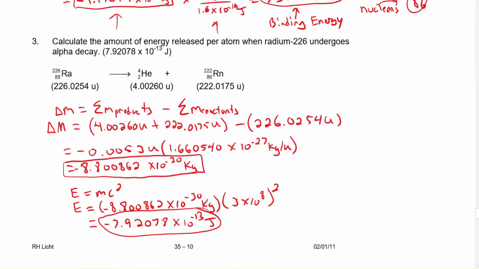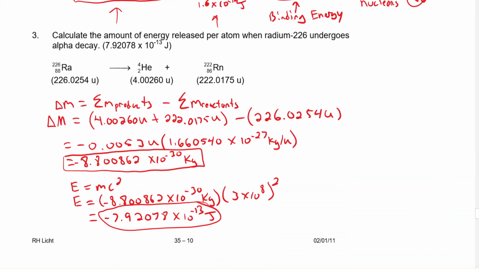Next one. This one's not so bad. Calculate the amount of energy released per atom when radium-226 undergoes alpha decay. I kind of thought about it after; I never actually went through one of these, just the example part of it. So hopefully you guys figured it out.